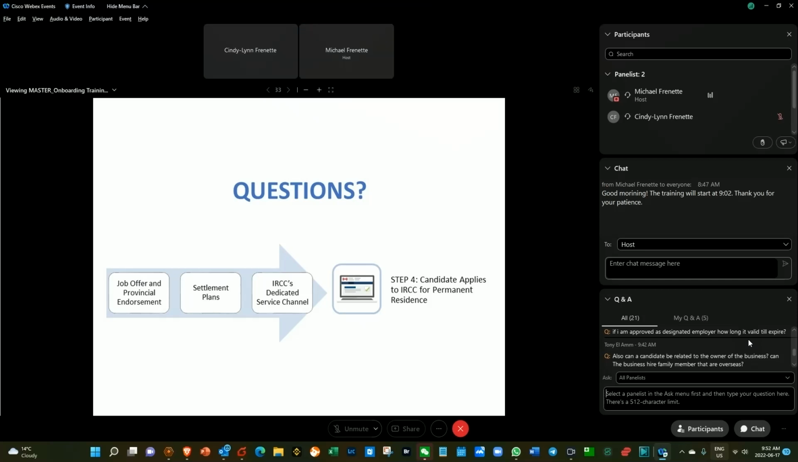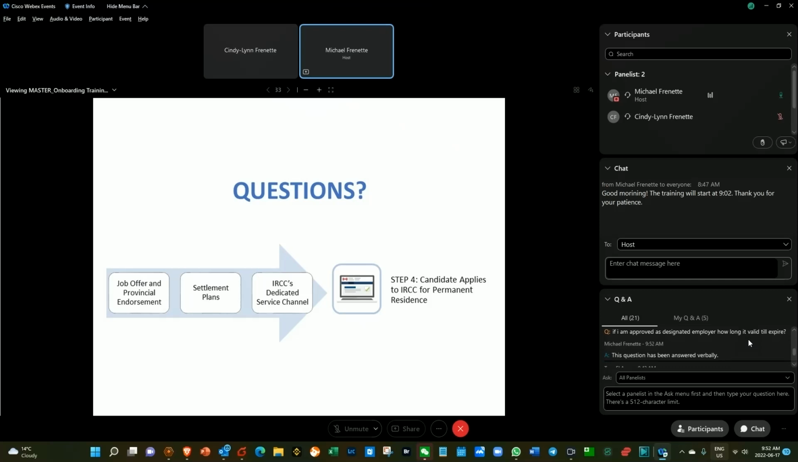So once you are approved as a designated employer, there's no expiry date. That's permanent unless it's revoked by the province. This is now a permanent program, so there's no expiry date. Absolutely, the candidate can apply directly for permanent residency and skip the work permit.